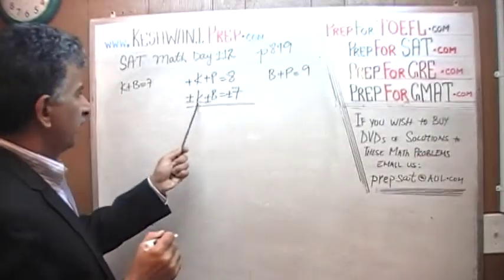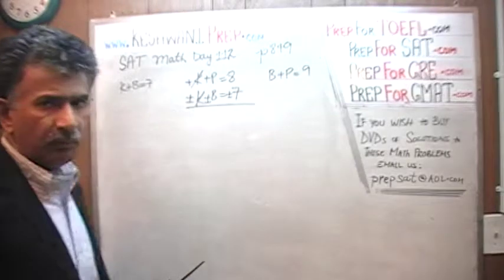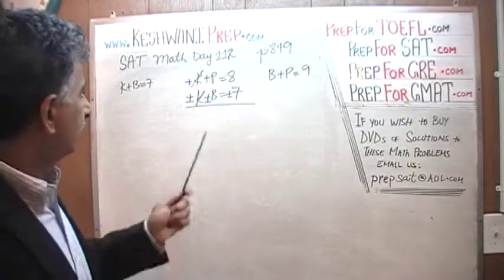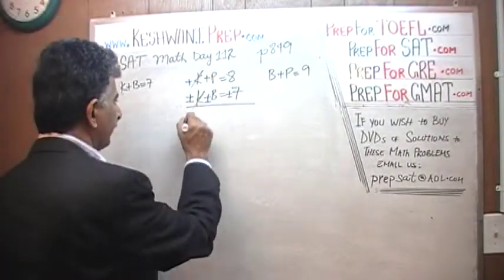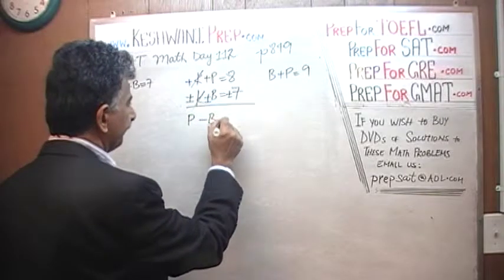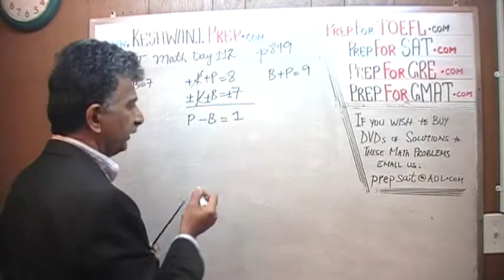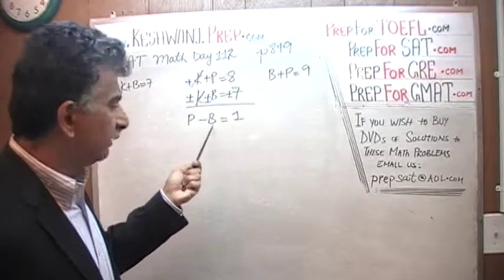Here we have positive k and a negative k that drop out, which was the whole point of subtracting one equation from the other. And now we have p, which is positive, minus b. And 8 minus 7 equals 1. There you go. So that's our new equation in terms of b and p.